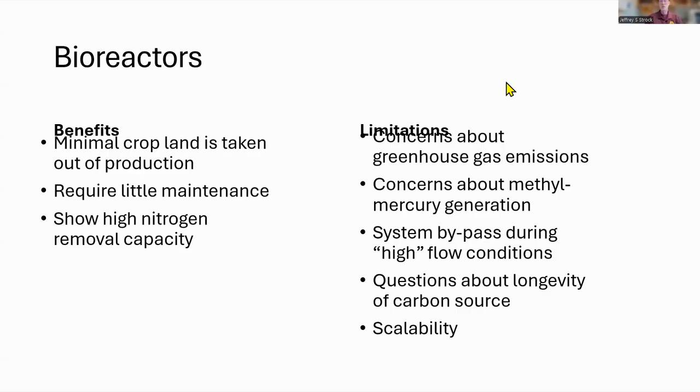And also, because we don't want to be trading problems, there had also been some questions about methylation of mercury. And that scenario has been pretty much identified and solved. As I said too, during high flow, these systems are great unless you've got really high flows, and then under those conditions, you get a lot of bypass flow, and that water's not treated.